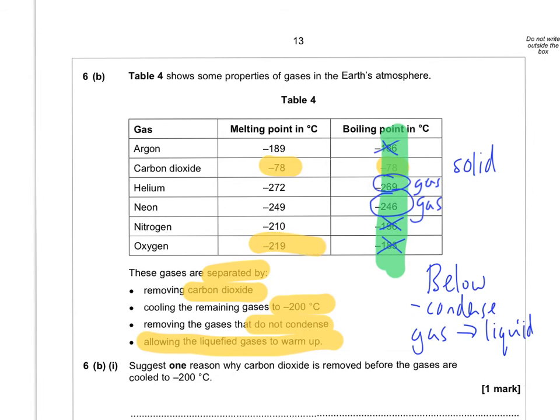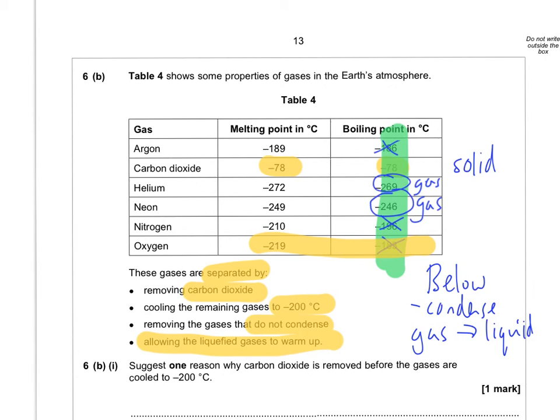which is across here. -219 and -183 perhaps, or 193, can't quite see. Okay, so yeah, it's 183. So we've got -183.